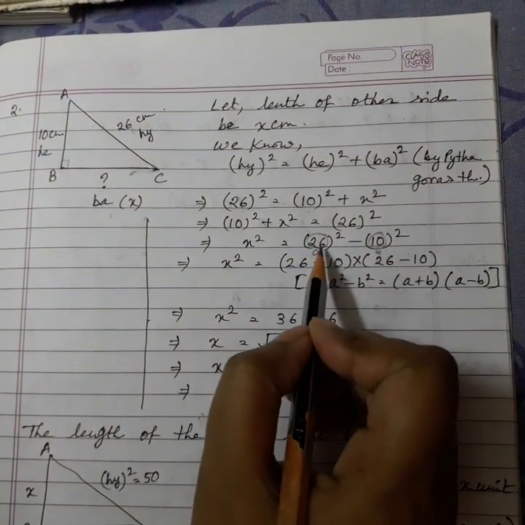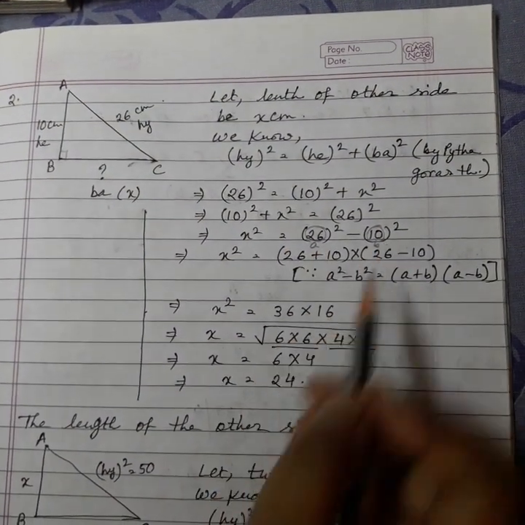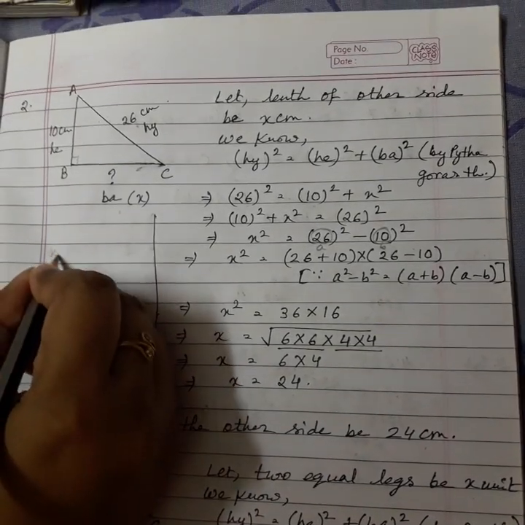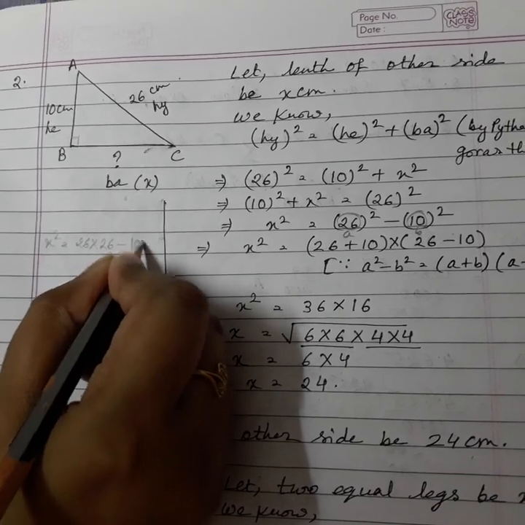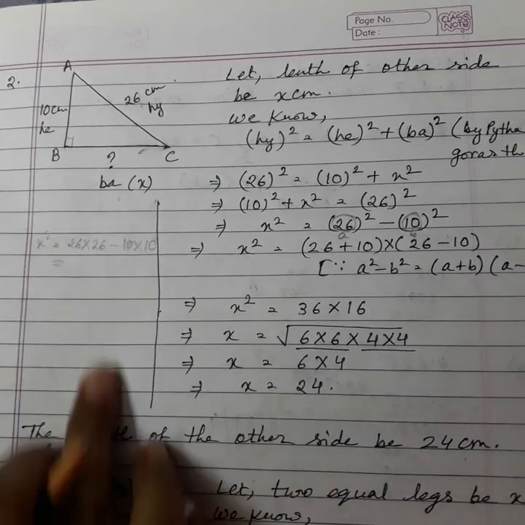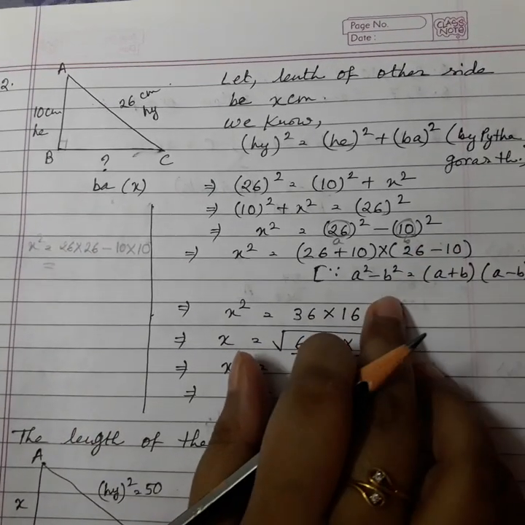This calculation 26 square minus 10 square, according to you, you can solve. Like x square equal to 26 square means 26 into 26 minus 10 into 10. On that way also you can solve, or you can apply the formula also.